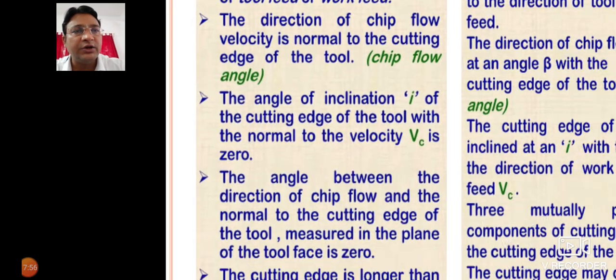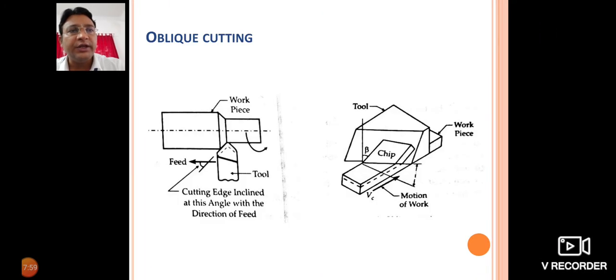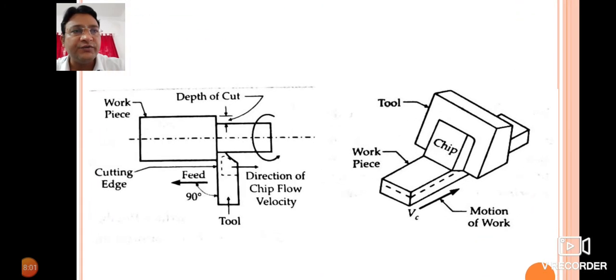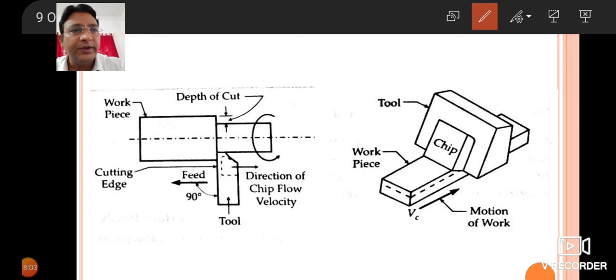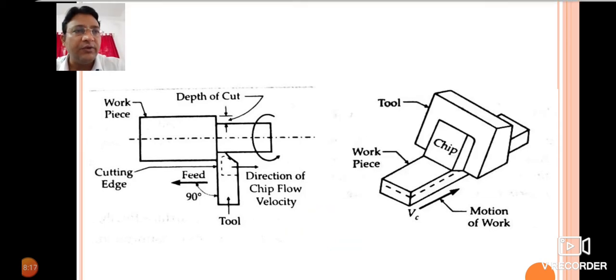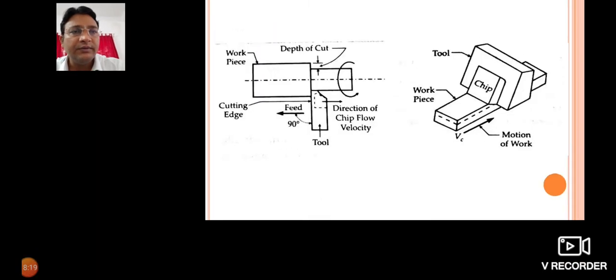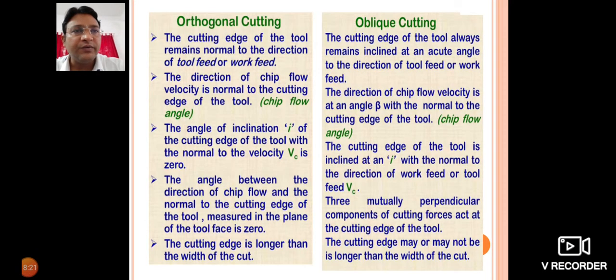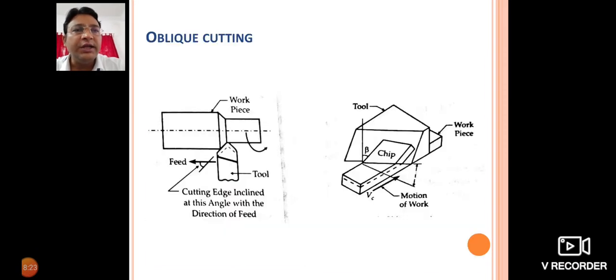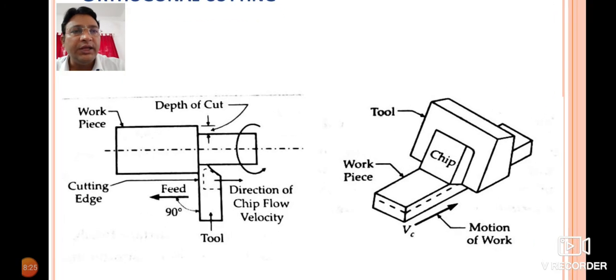So here you can see the direction of chip flow velocity is normal. So what is the direction of chip flow? Here you can see the chip is flowing in this direction. Here you can see this arrow. This is the direction of chip flow velocity. That means the chips are flowing in this direction. I can read the statement for you: to the cutting edge of the tool. So here you can easily understand this thing.